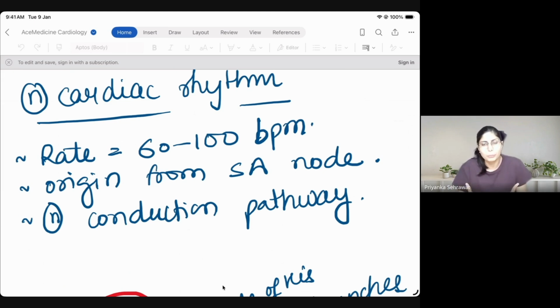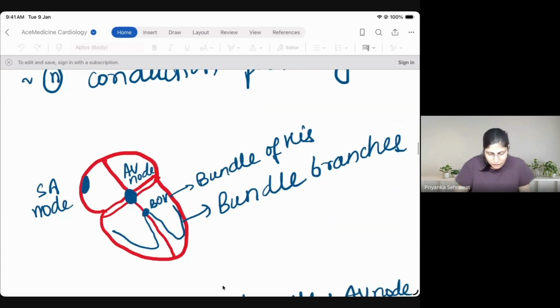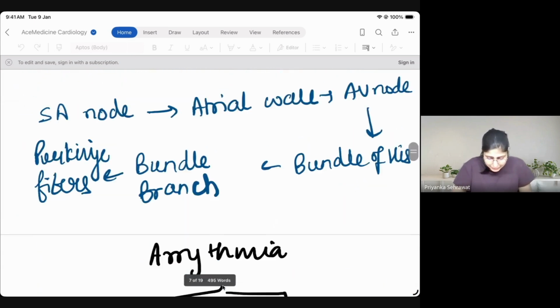And normal conduction pathway. What is the normal conduction pathway? SA node to AV node, SA node to atrial muscles, then to AV node, delay, bundle of His, bundle branches, Purkinje fibers, ventricular muscles. This is the normal conduction pathway. This is how the electrical current goes. So I have shown it as well.